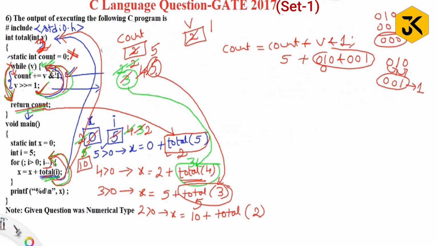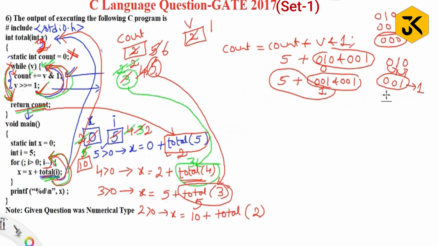Now while of V, yes, true, then count equals count plus V and 1. The count value is what? 5 plus the V value, 001 AND 001. 001 AND 001 is 001. So this is replaced with 5 plus 1. 5 plus 1 is 6. Then we right shift by 1.